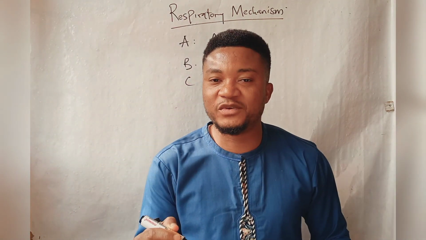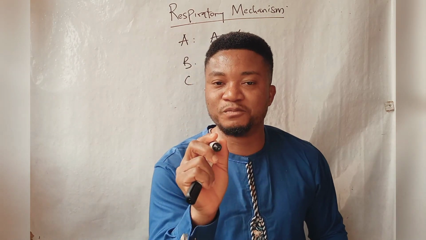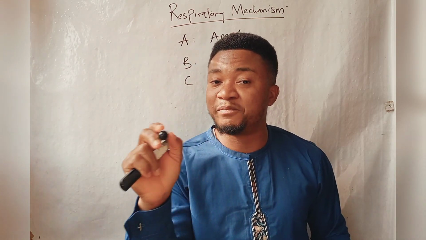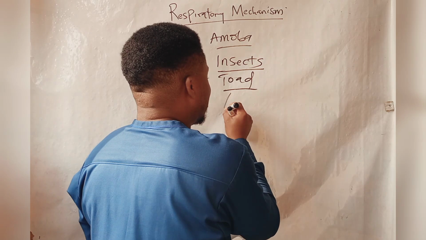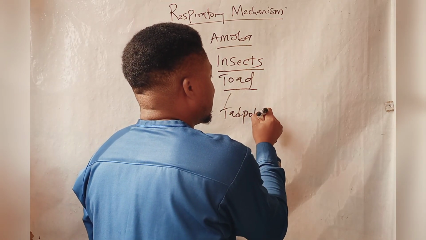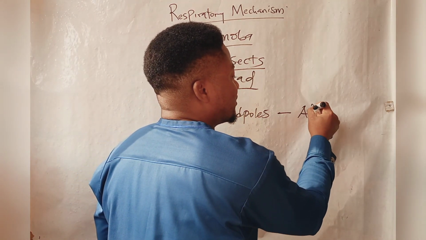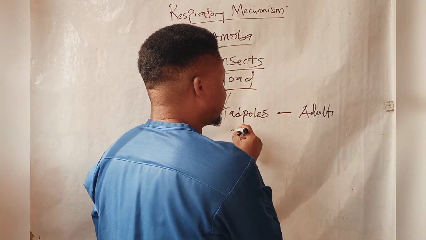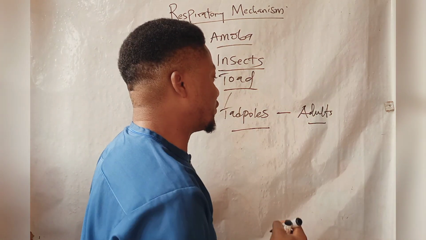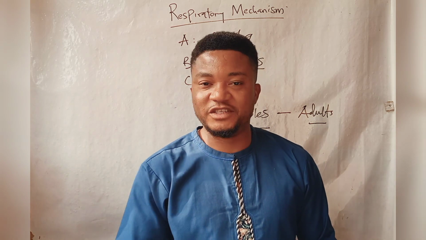Now, before we proceed, we are going to be dividing this toad into two: the tadpole and the adults. The tadpole and the adult. How does the toad carry out respiration?